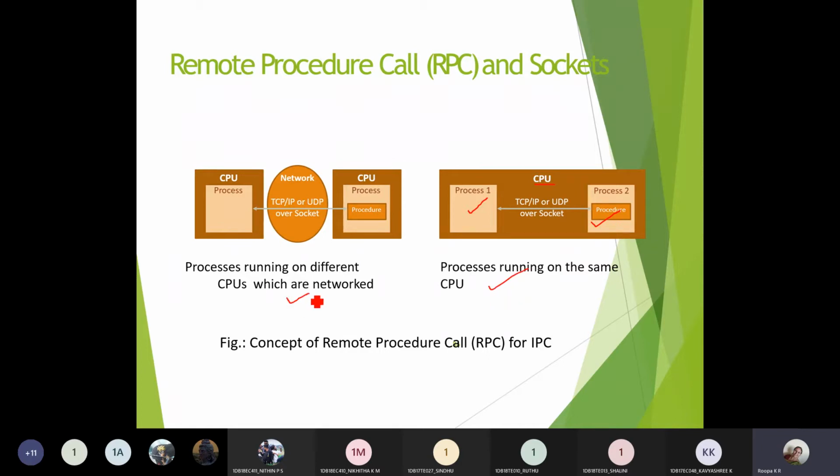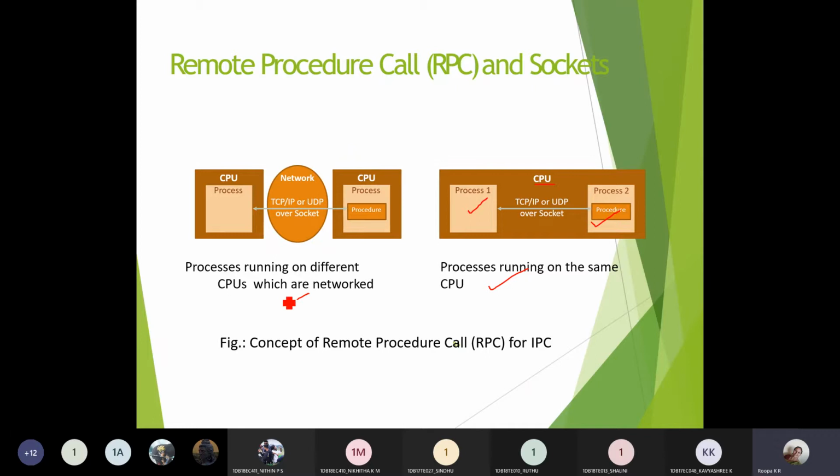Here you have one more process which is running on a different CPU, and if the operating system of this CPU is different, then it is said to be a heterogeneous network. If it is the same operating system, then it is said to be a homogeneous network. So the process which is present in one CPU wants to send data to the other process which is running on some other CPU, or vice versa. Then you can use this RPC in this manner also.